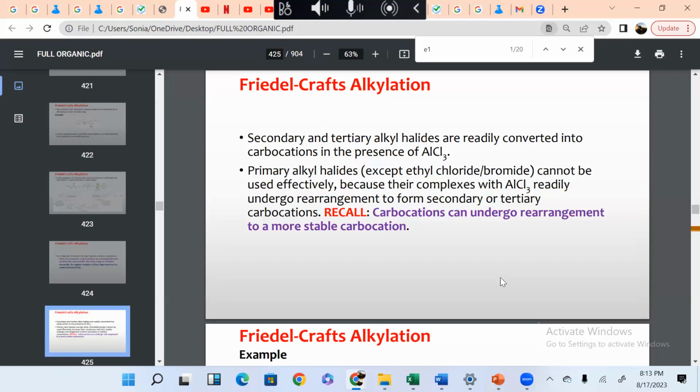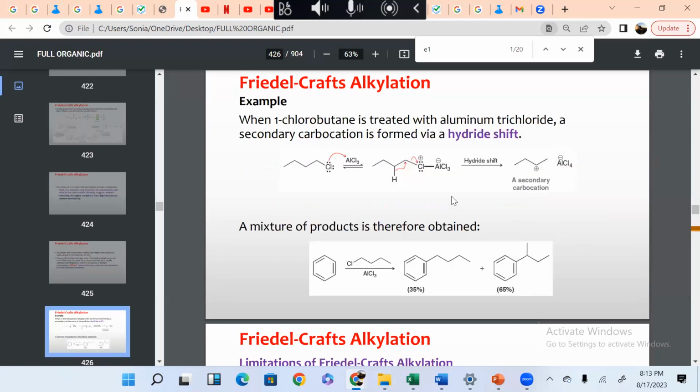Secondary and tertiary alkyl halides are readily converted into carbocations in the presence of aluminum chloride. This is just to remind us, carbocations usually undergo rearrangement, like we spoke about, I think, in SN1, to the most stable form of the carbocation. Here is where we get to see a hydride shift. So 1-chlorobutane here is treated with aluminum trichloride. Of course, this group leaves. Then a hydride shift occurs. This hydrogen here shifts so that the carbocation can come here to form a more stable secondary carbocation instead of having the carbocation here at the end.